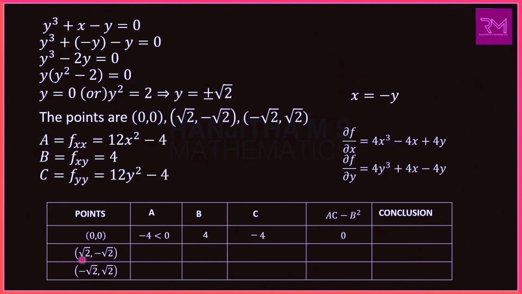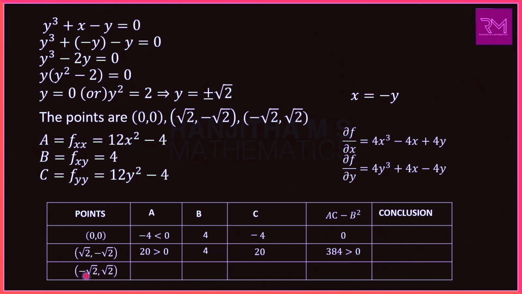In a similar way, we substitute x value as root 2 and y value as minus root 2. We get A value as 12 into x square, which is root 2 whole square, so the root and square cancel. Hence, we get 12 into 2 is 24 minus 4 is 20, which is greater than 0. Here, B is 4 itself. For C, we substitute y as minus root 2. Minus root 2 whole square is 2 itself. 12 into 2 is 24 minus 4 is 20. Hence, AC minus B square is 20 into 20 is 400 minus B square is 16. Hence, we get the value of AC minus B square as 384, which is greater than 0.